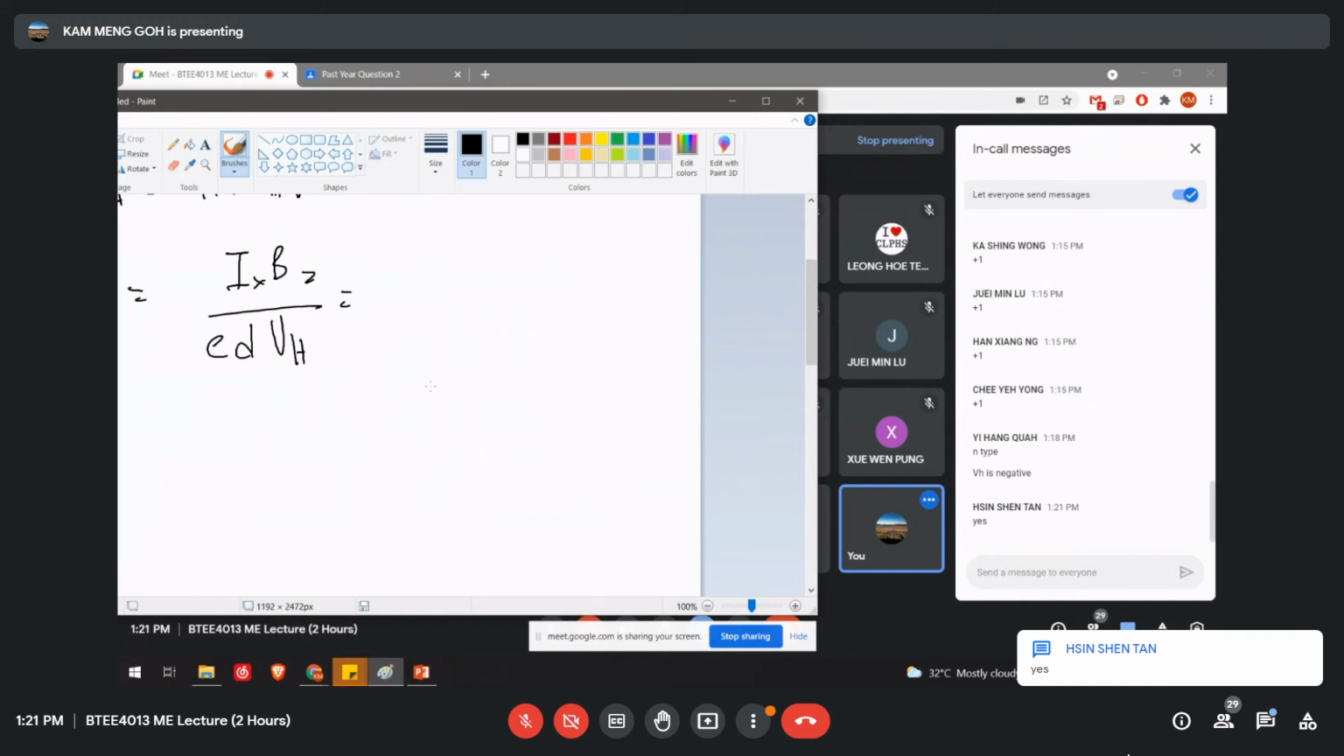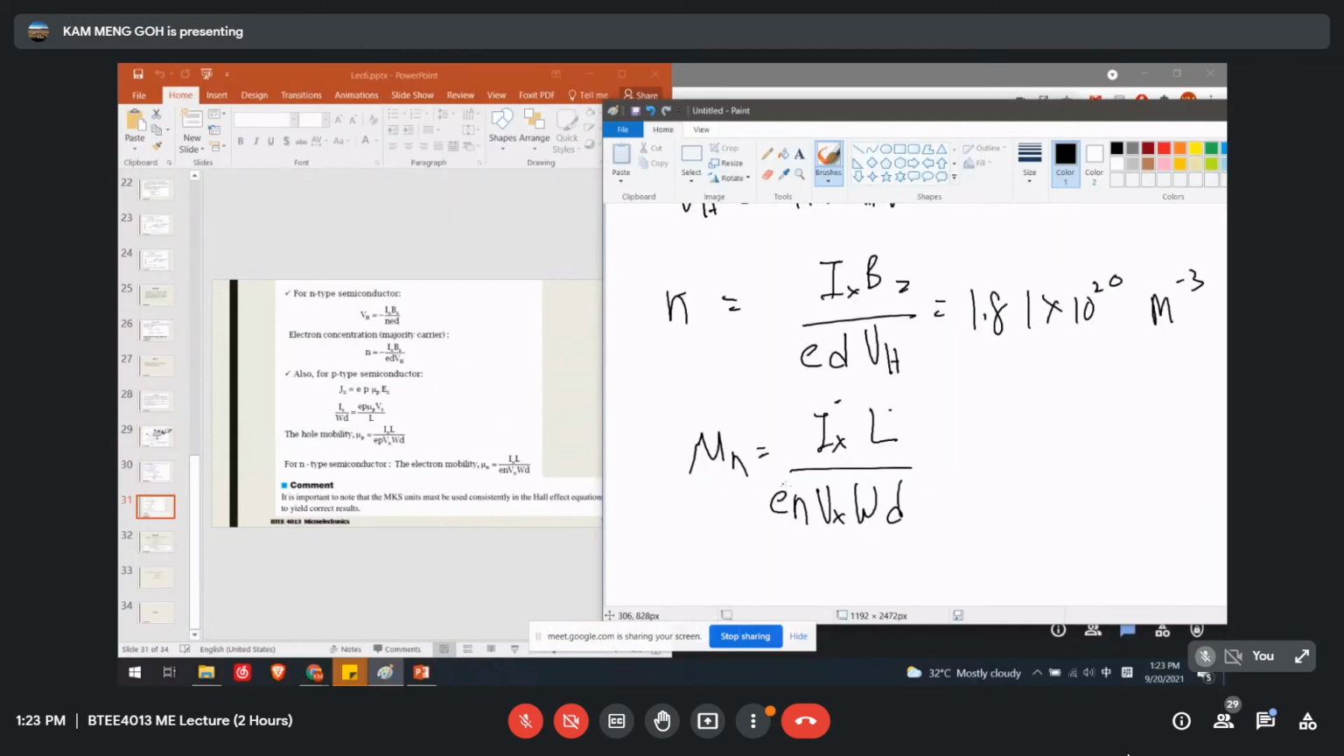Calculate the majority carrier mobility, which is this formula, mu n equals Ix L over e N Vx W d. You already have all the information here. Ix here, L here, e is a constant, N calculated there, Vx is given, W given, d is given. All you need to do is convert it back to the SI unit, then calculate.